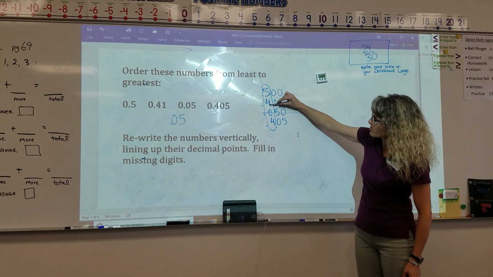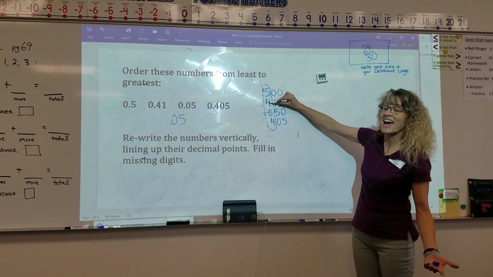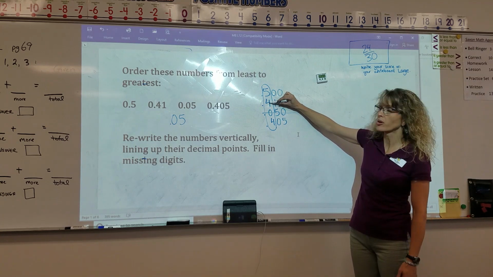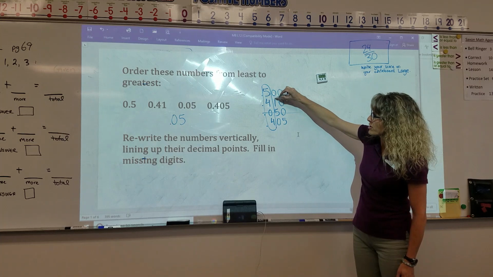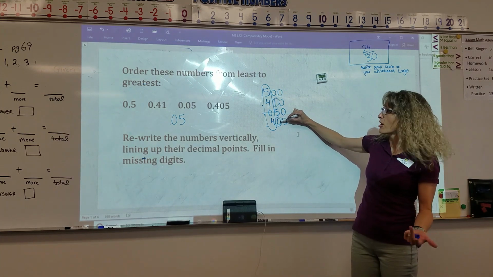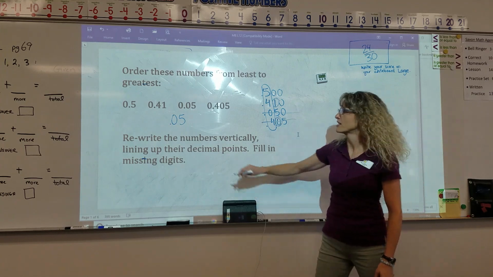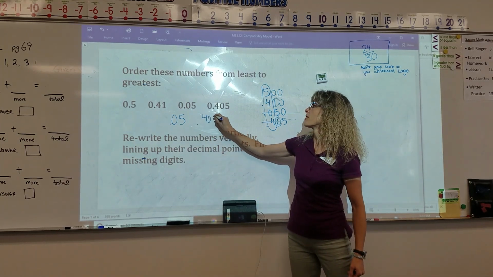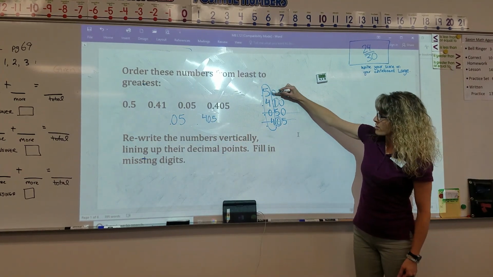My next one, I'm going to look at the 4 and 4. They're tied for the next least number. So I'm going to move over a digit. Now I'm going to compare the 1 and the 0. So now I can see the 0 is smaller. So this is my next least number, 0.405. Now I compare these two.